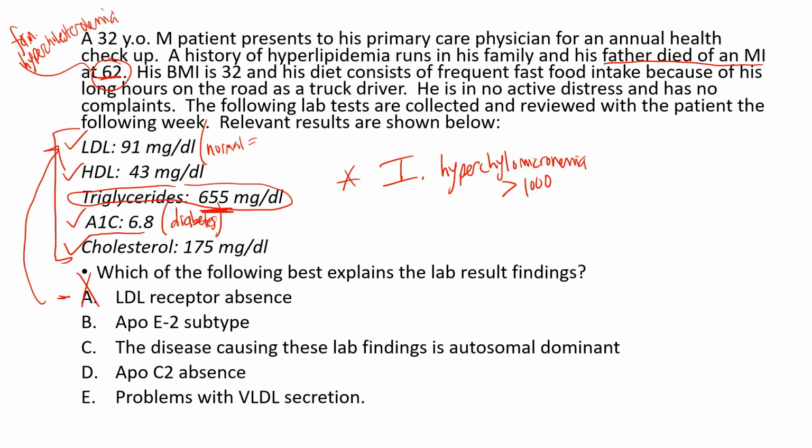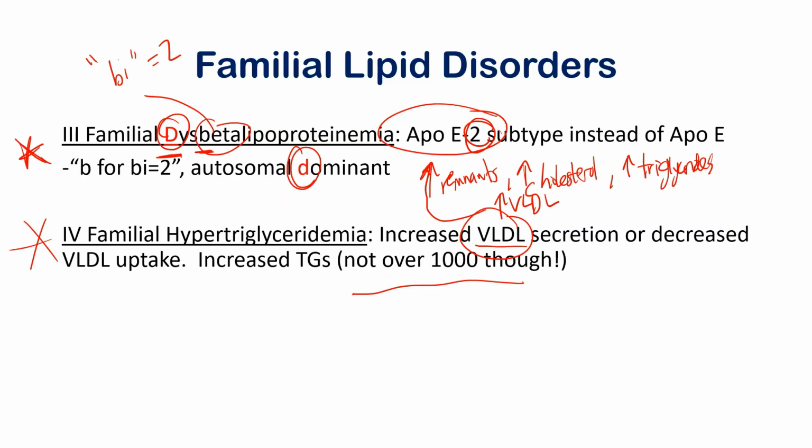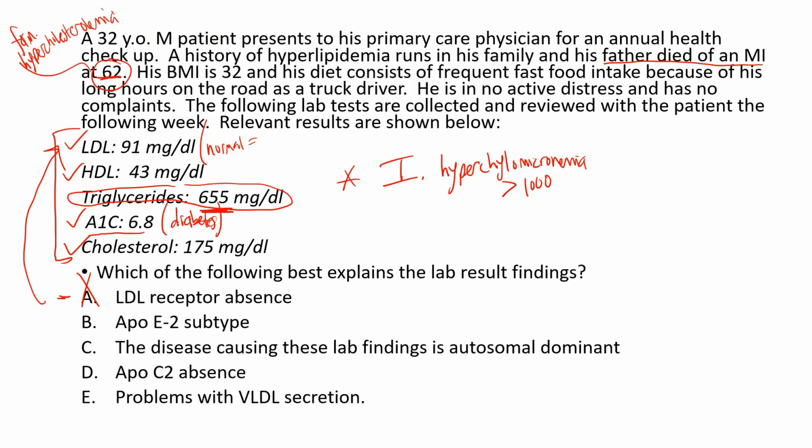Alright, so this is saying, is it an ApoE2 subtype abnormality? Well, no, because with an ApoE2 subtype abnormality, you would have increased cholesterol and increased triglycerides. His cholesterol is not given, so we assume it's alright. What about triglycerides? Triglycerides are 655, but the cholesterol, oh, I'm sorry, cholesterol is right here. Cholesterol is normal, so it can't be that, sorry. So, B is wrong.